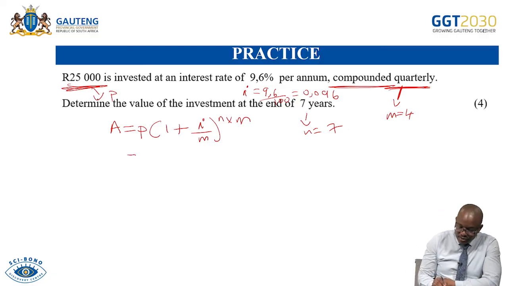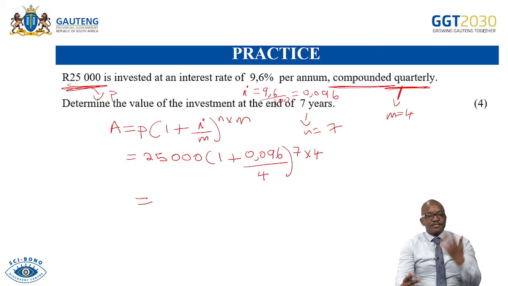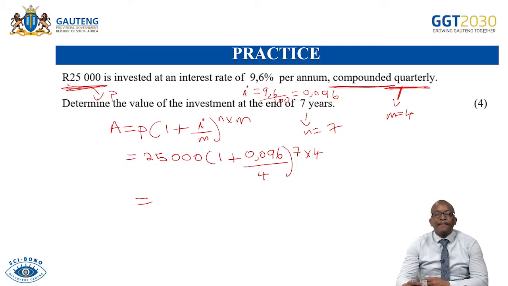So as we substitute in this formula, we're going to have 25,000 into 1 plus. Your interest now is 0.096 all over 4 to the power of 7 multiplied by 4. That is as simple as ABC. You have seen my substitution there.